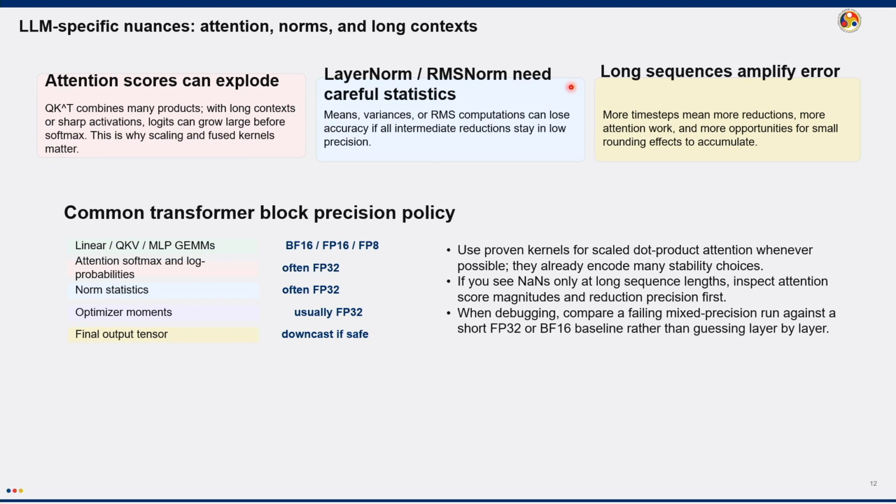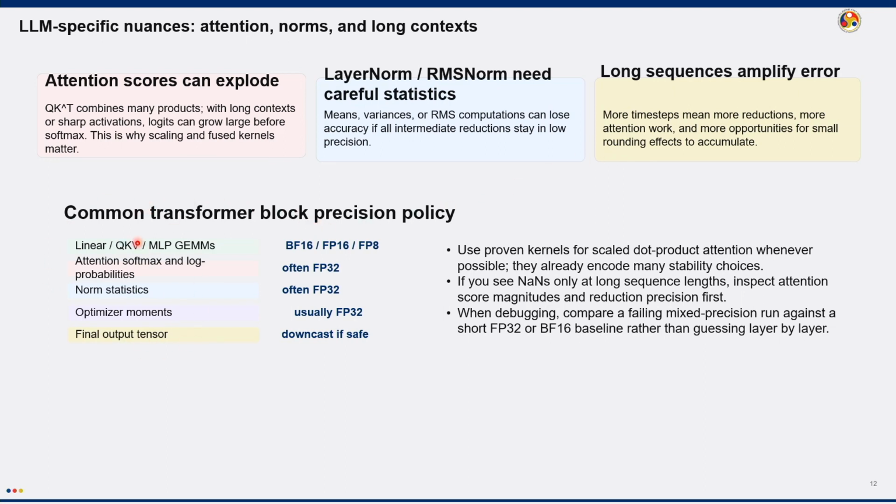Layer normalization needs careful statistics, like mean, variance or RMS computations. So these are the computations which can lose accuracy if all intermediate reductions stay in low precision. Okay, so we need to take care of them, and also long sequences amplify error because more time steps means more reductions and more attention work. So more opportunities for small rounding effects which will accumulate, and it will amplify the error that can happen.